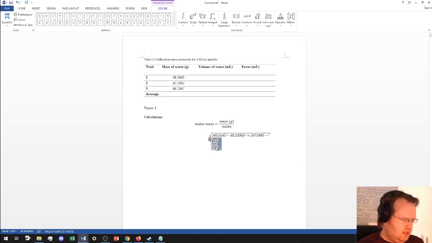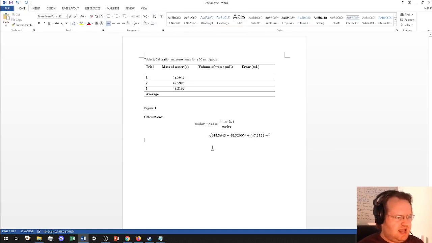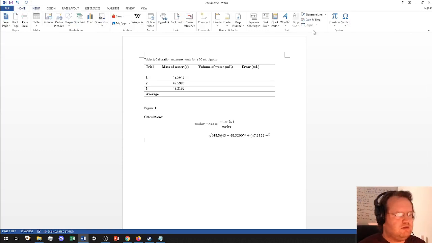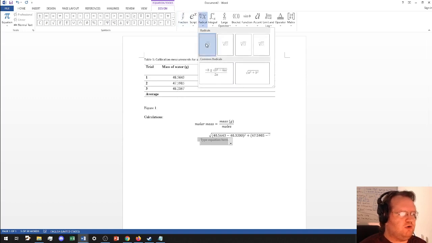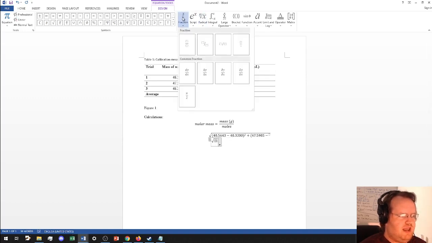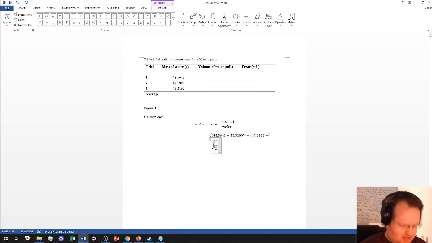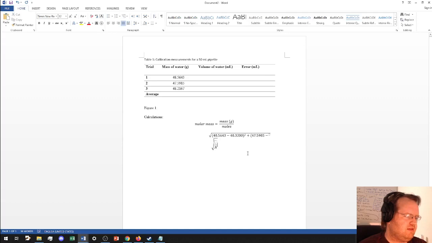Or, as is often the case, let's say I needed to do a fraction inside the square root because both the top and bottom need to be done. We can insert another equation. I can have the fraction. I can have the radical first and then put a fraction inside of it. And now I've got my square root in, and I have my equation I can put in for standard deviation for each measurement.